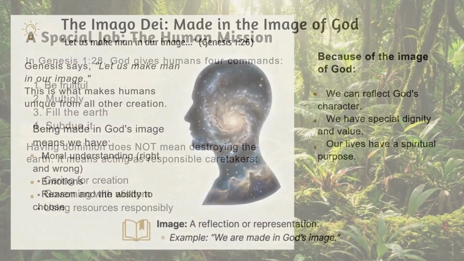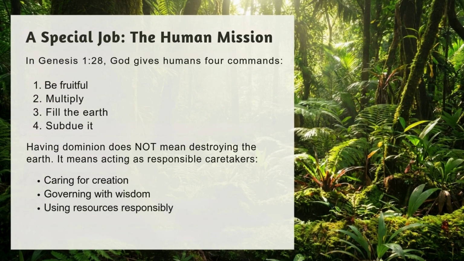Next, in Genesis 1:28, God gives humans 4 commands: be fruitful, multiply, fill the earth, and subdue it. Now, having dominion does not mean destroying the earth. It means acting as responsible caretakers, such as caring for creation, governing with wisdom, and using resources responsibly.